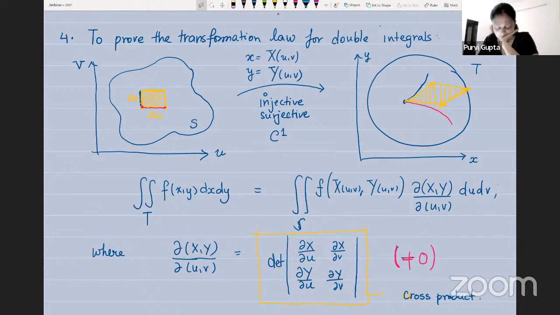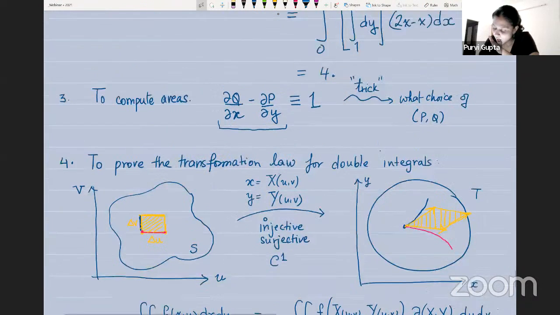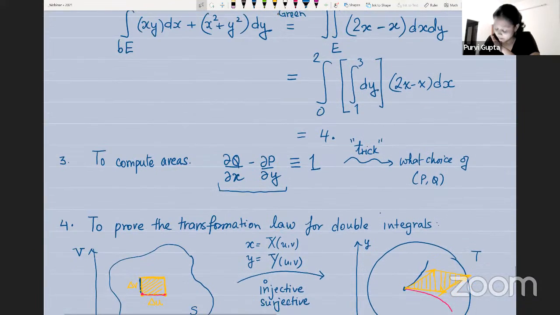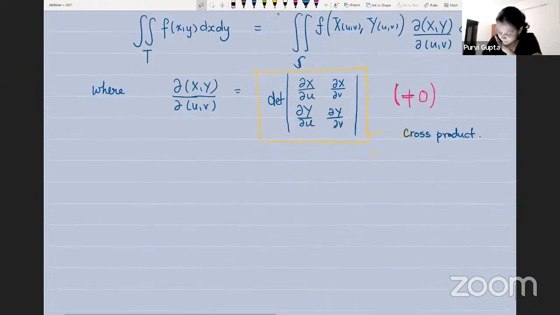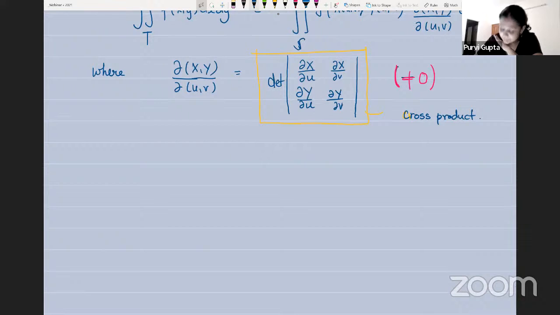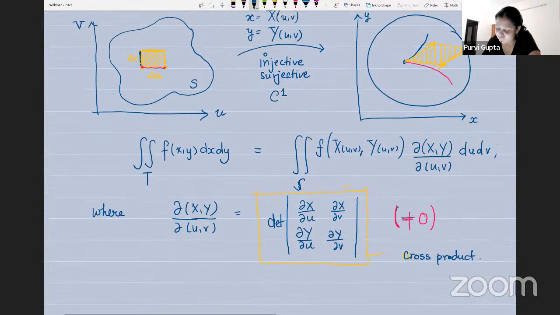I have one question. Will a closed region always be converted to a closed region, or can it be a line or anything, not a closed region? Can you repeat that? Yeah, in the S domain we have a closed region where we take del U and del V. The corresponding transformation is also closed. So will it always be converted to a closed region?